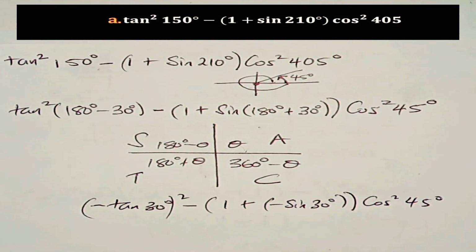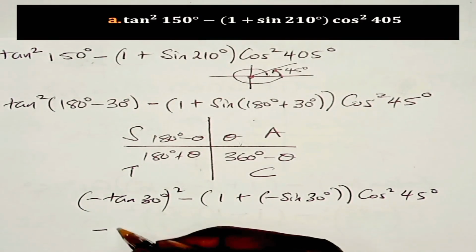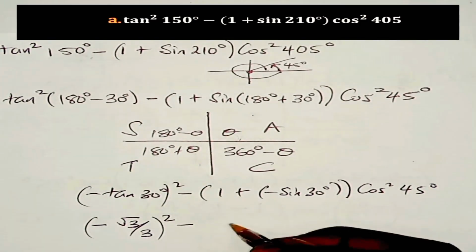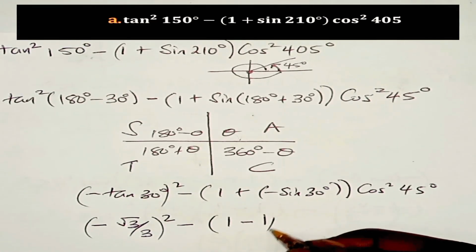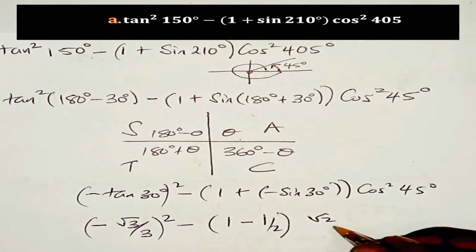All right. Now, at this stage, we shall use the special angles. You know, the special angles are 30, 45, and 60. And tan 30 is root 3 over 3. So we have minus root 3 over 3. We square that. Minus 1, this gives us 1 over 2. Sine 30 is 1 over 2. So we have 1 over 2 minus 1 over 2 on that. And cos 45 degrees is root 2 over 2. But this is squared. So we have root 2 over 2.